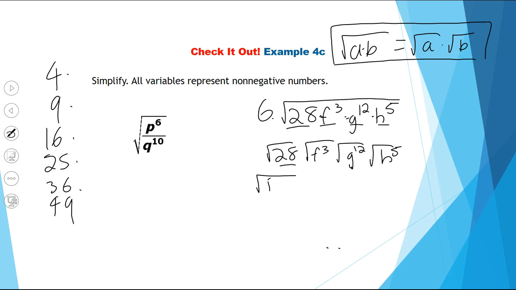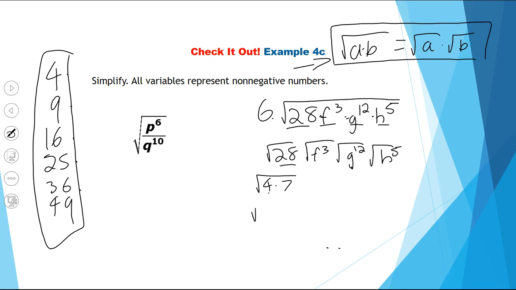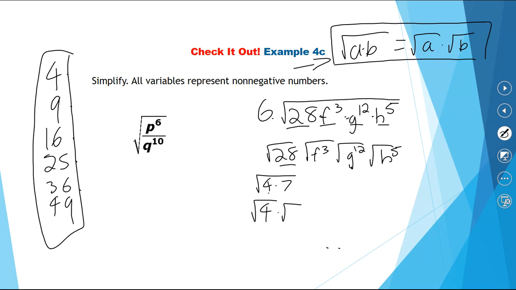Well, yes, it's 4 and then 7, right? 4 times 7 makes 28. So we're looking for the pair of numbers that multiply to 28, but we want one of those numbers to be a perfect square, which is why I've used these to help me out. All right, so square root of 28 is the same as square root of 4 times 7. Again, based on this property up here, I'm going to separate these out: the square root of 4 times the square root of 7.